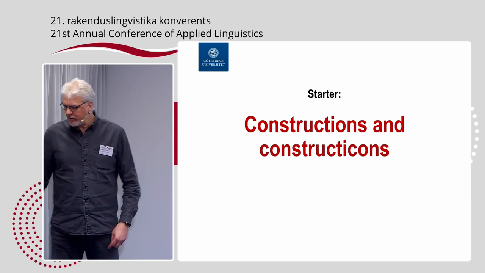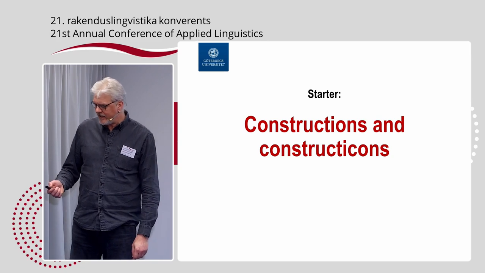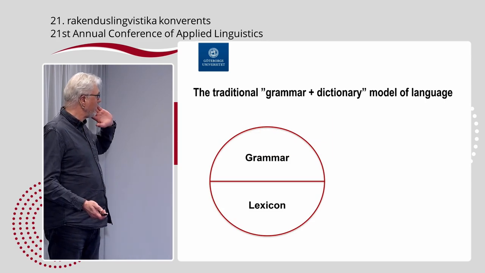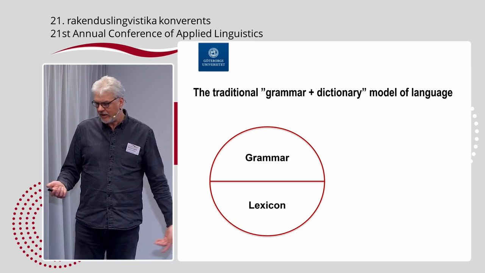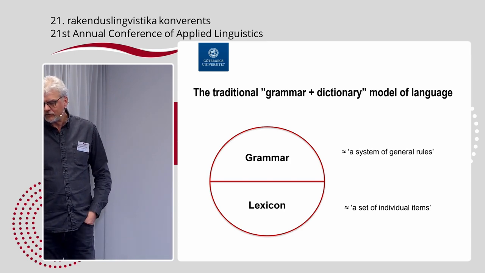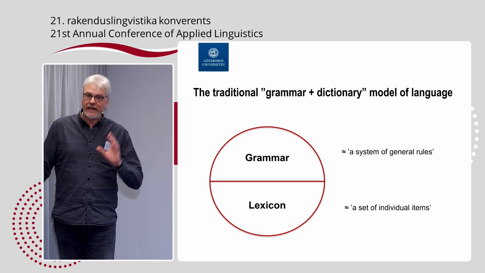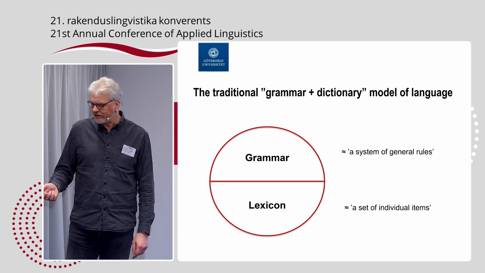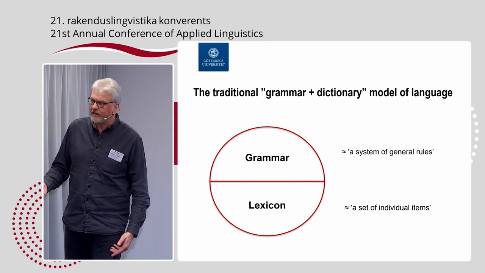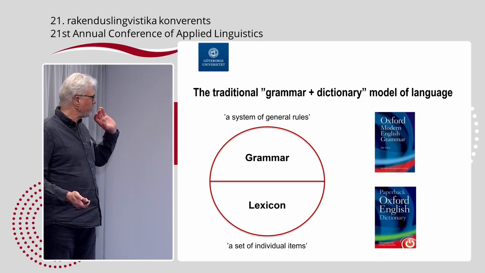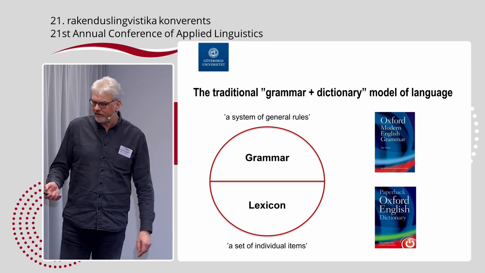So the first part, on constructions and constructicon, takes issue with this traditional model of language where language is a grammar and a dictionary and a lexicon, where grammar is typically conceived of as a system of general rules, and the lexicon would then be a set of individual items. And this perception is also reflected in descriptive resources. So we typically describe grammar in grammar books and the lexicon in dictionaries.